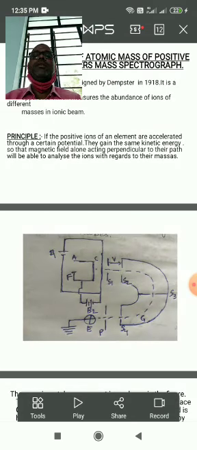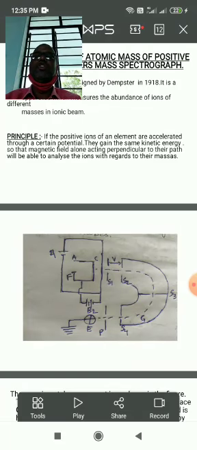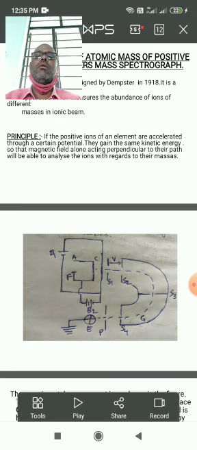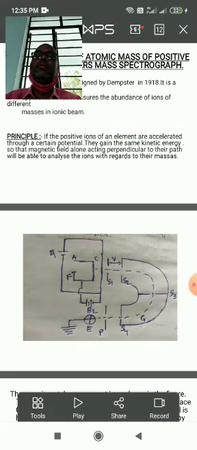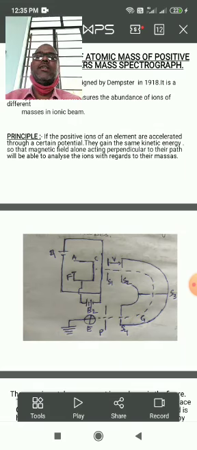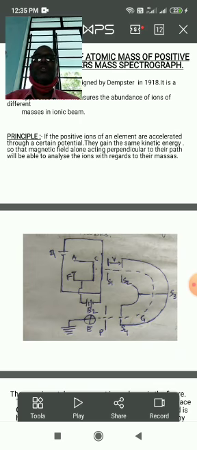If the positive ions of an element are accelerated through a certain potential, they gain the same kinetic energy, so that a magnetic field alone acting perpendicular to their path, we will be able to analyze the ions with regard to their masses.